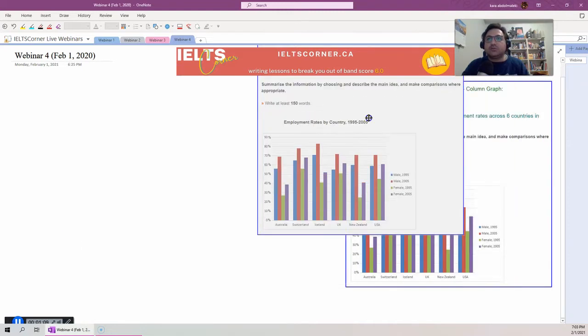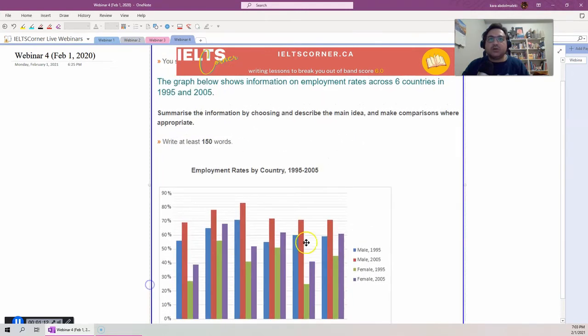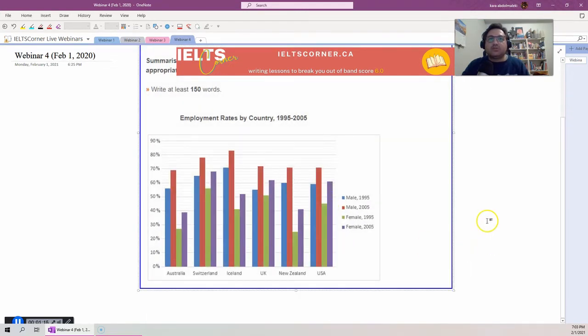I'm just gonna zoom in a little bit so that we can talk about it. This is employment rate by country in 2 years, 1995 and 2005. The countries are Australia, Switzerland, Iceland, the UK, New Zealand, and the US. One reason that makes it complicated is that we have males and females, and then we have 1995 and 2005. Males in 1995 are blue, males in 2005 are red, females in 1995 are green, and females in 2005 are purple.